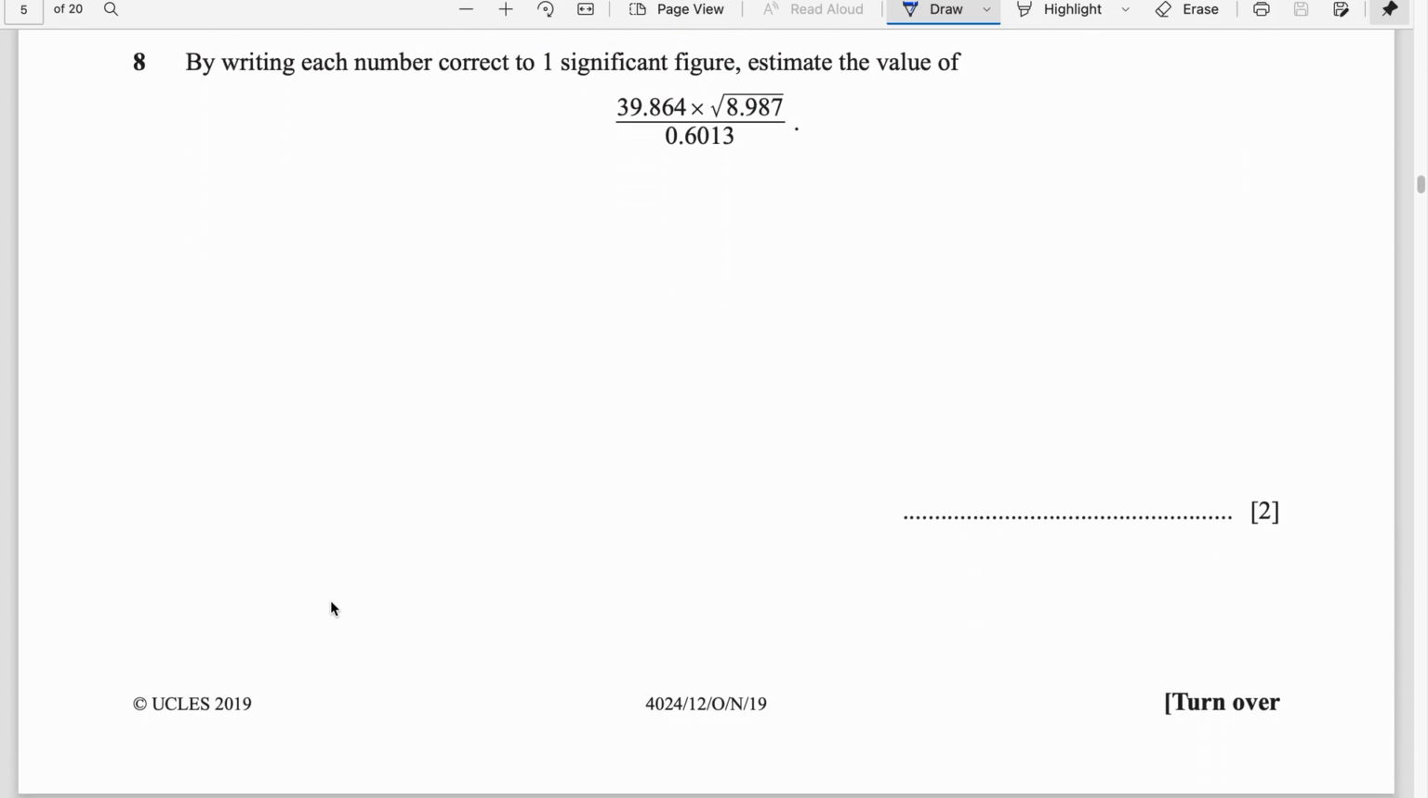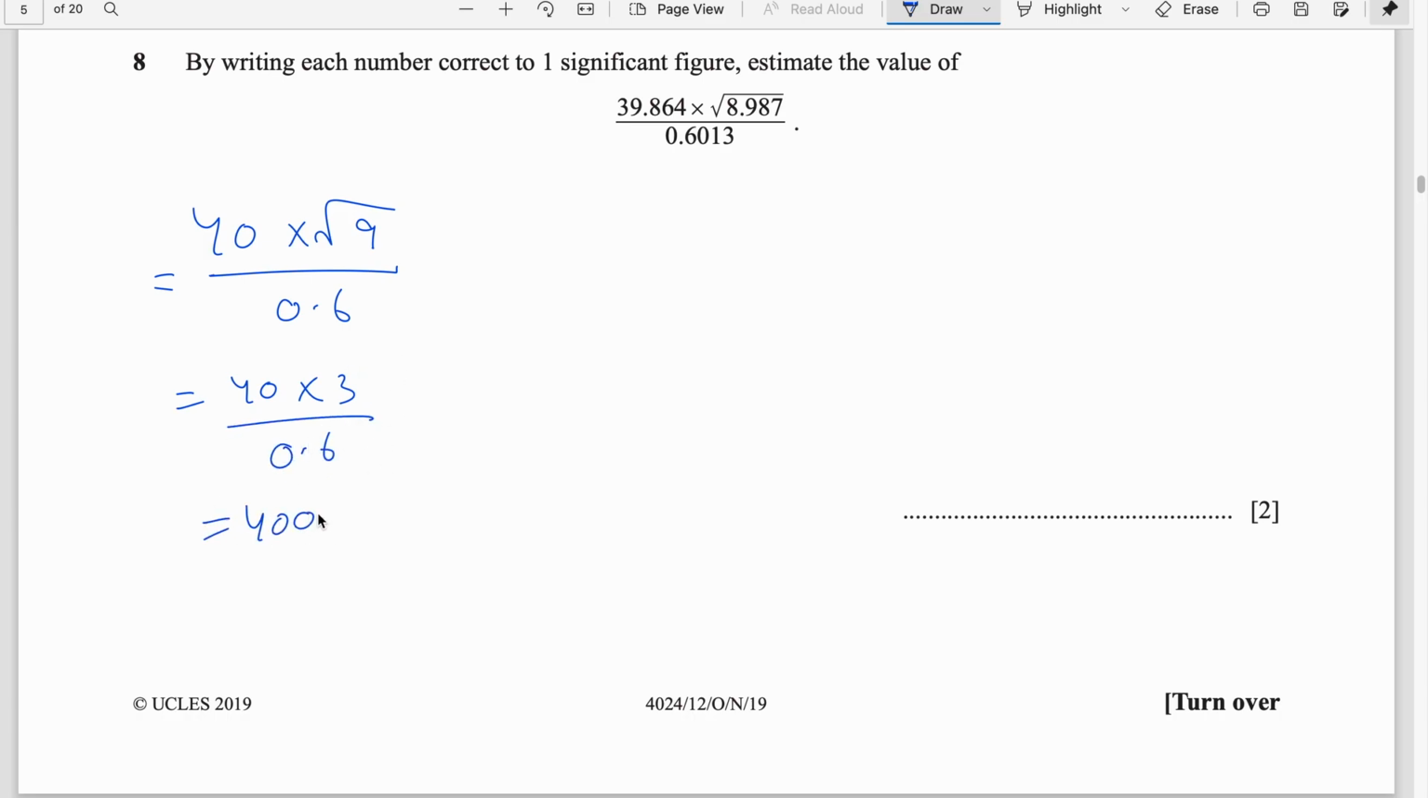Question number 8. By writing each number correct to one significant figure, estimate the value. So 40 times square root 9 by 0.6 is 40 times 3 over 0.6. So we multiplied numerator and denominator by 10. You get 40 times 3 over 6... 3 times 2, 2 times 1, 200. The answer is 200.